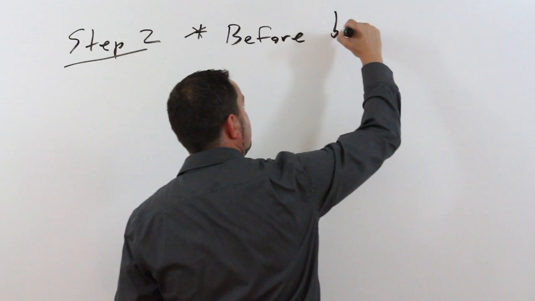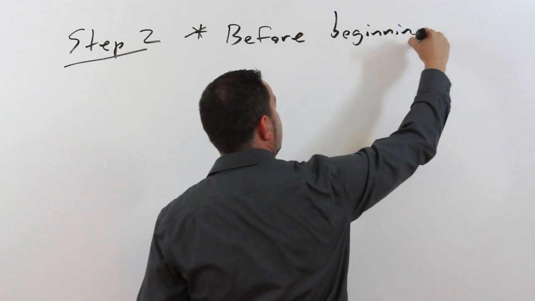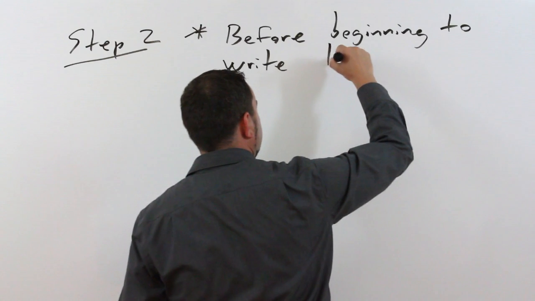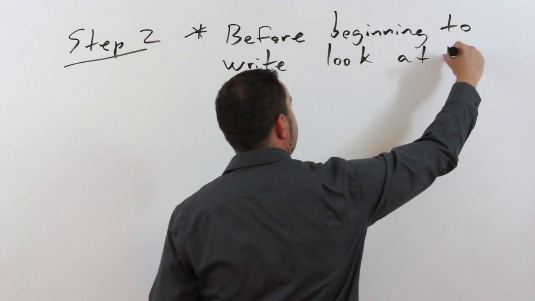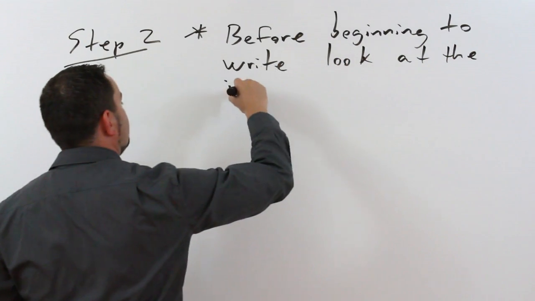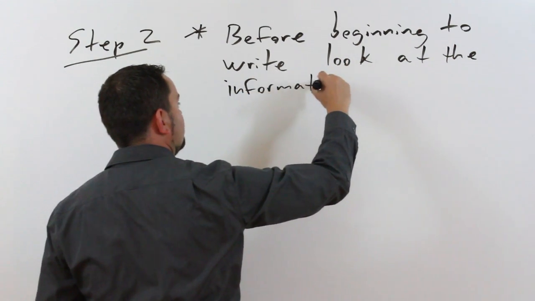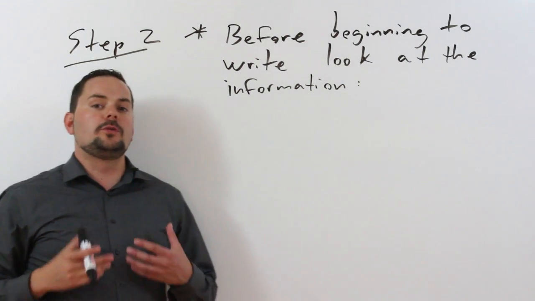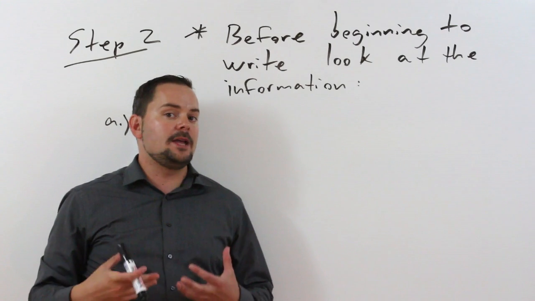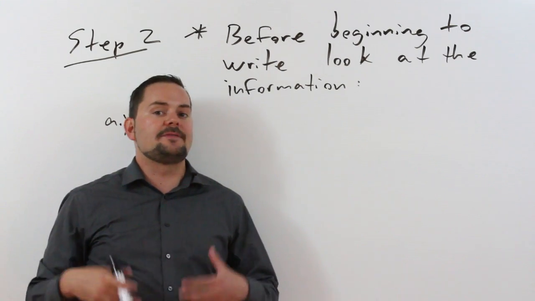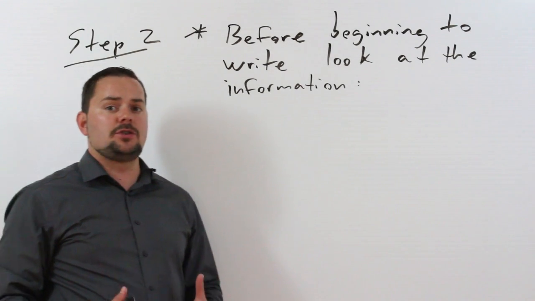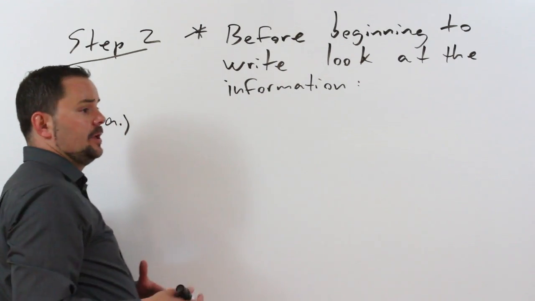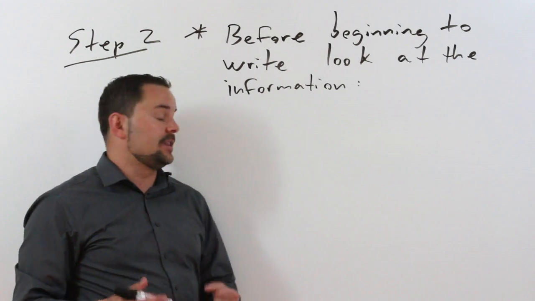before beginning to write, look at the information. And what that means is, first you want to identify the key features, the main features of the graphs and charts and tables. The question asks you for that, so it says identify the main features. We're talking about the titles, the axis titles, the data that's given, and so on.